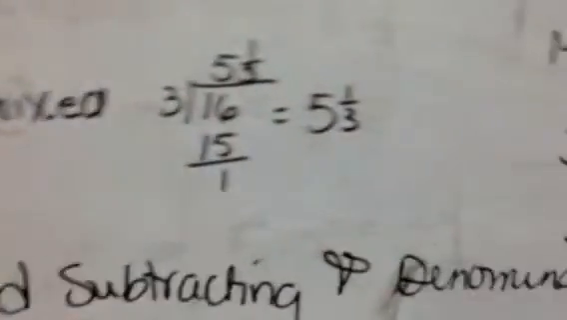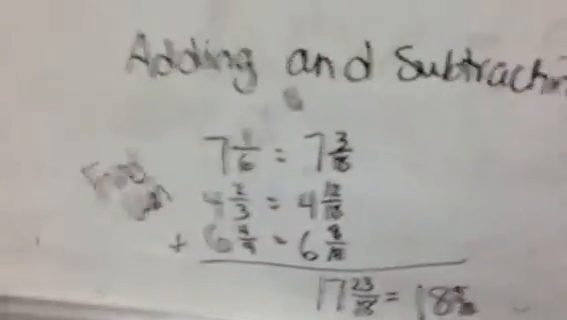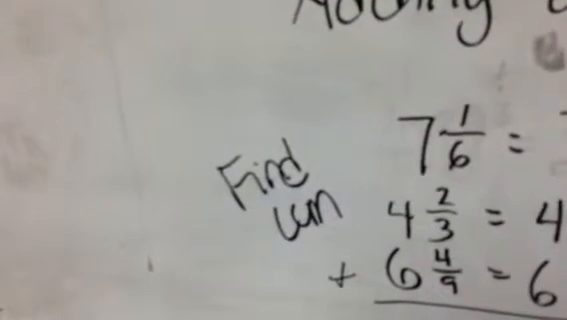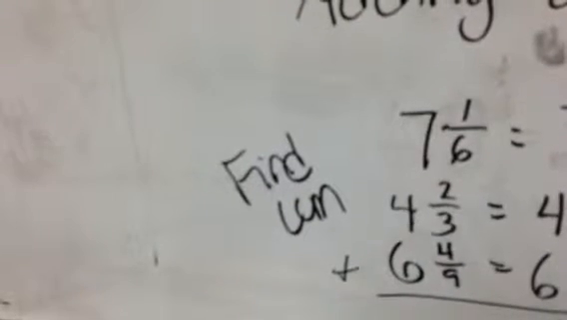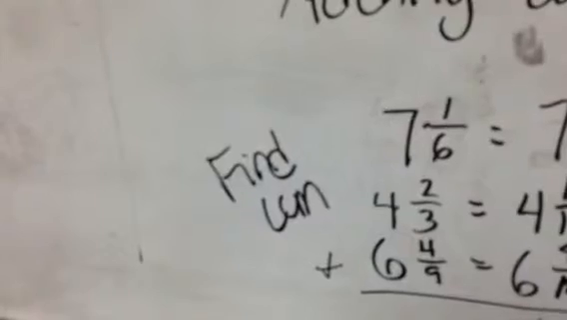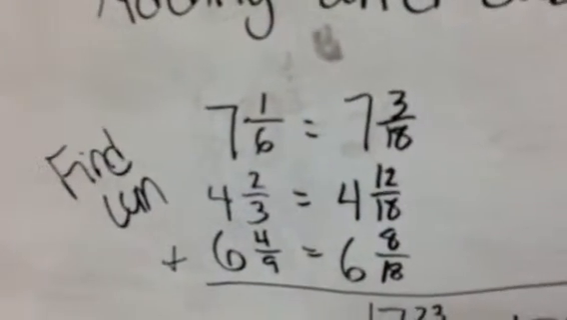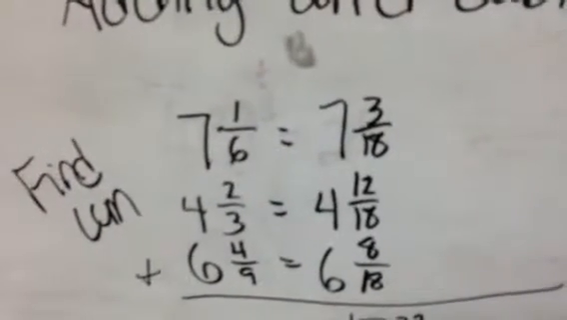Adding and subtracting fractions. The key is always the denominators must be the same. I only put one example here. I'm hoping this is all review for you guys. So I have 7 1/6, 4 2/3, and 6 4/9. You have to find the LCM so you can change these into fractions that I'll be able to add, because the denominators always have to be the same. So my LCM was 18, and that's why we're doing the GCF and the LCM.